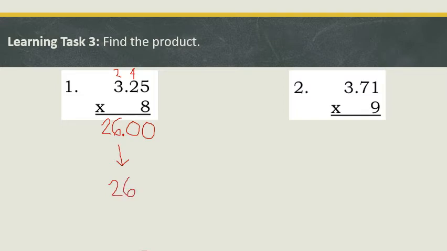Okay, next, number 2. So, ganun lang po ulit. Start lagi tayo sa kanan. So, 9 times 1 is 9. 9 times 7 is 63. So, carry 6. 9 times 3 is 27. Plus 6 is 33. Okay, so since 2 decimal places, so dito natin ilalagay ang ating decimal point.